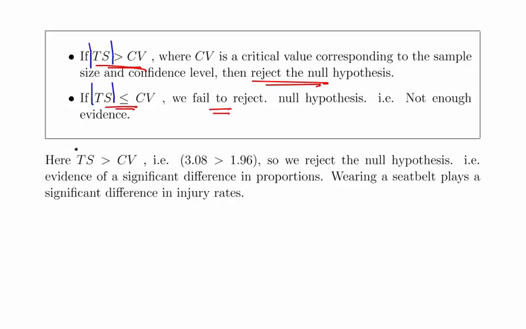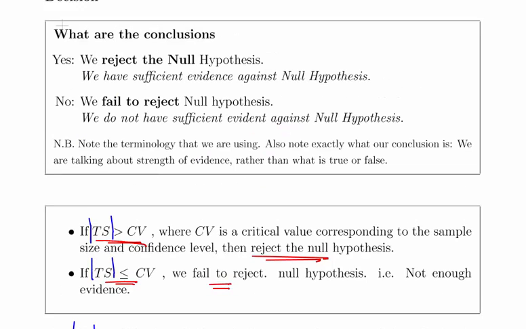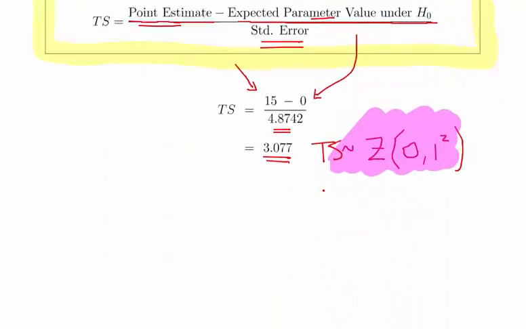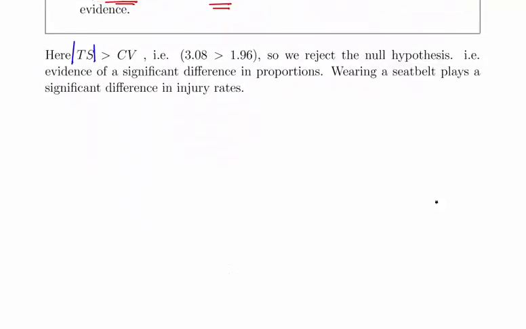Okay, so here the absolute value of the test statistic is 3.08. Did that right? I don't recall that being my number. Yeah, sorry, 3.007. I just adjusted it to 2 decimal places. And that's greater than 1.96, so we can reject the null hypothesis. There is a significant difference in proportions. Wearing a seatbelt does play a significant part in injury rates.